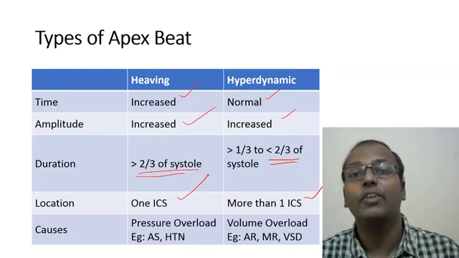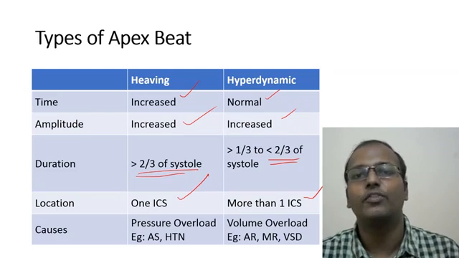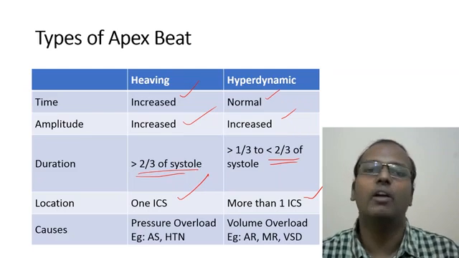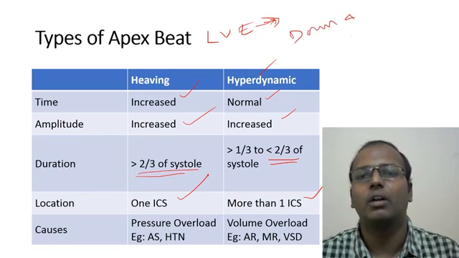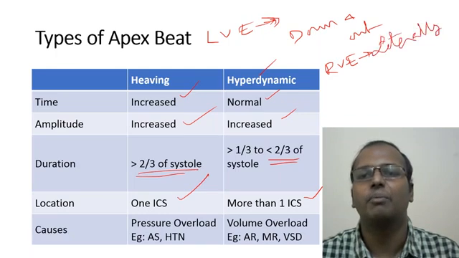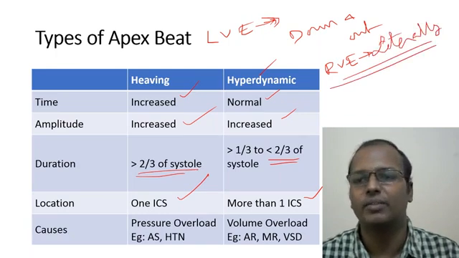Usually left ventricle enlargement will lead to shifting of the apex beat down and outwards. So LV enlargement, not LVH, hypertrophy. LV enlargement, especially due to hyperdynamic circulation, can lead to shifting of the apex beat down and out, whereas right ventricle enlargement, or RVH, can lead to just lateral shifting of the apex beat. There will be no downward shift, only lateral.